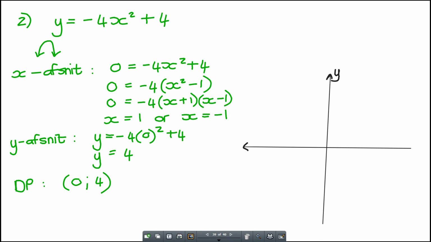Y as x as sad face, and it's going to look like, sorry, not very symmetrical. It cuts here at minus 1 and positive 1, and my turning point is where x is 4.